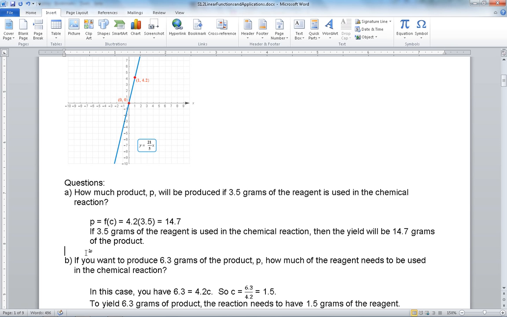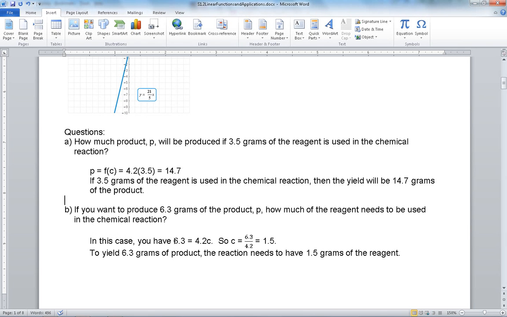Now another question we can ask is if I want to produce 6.3 grams of the product, so if I want the final answer or the P amount to be 6.3 grams, how much of the reagent do I need to put into the chemical reaction? So in this case, we have to solve the equation 6.3 equals 4.2 times C. So we divide both sides by 4.2 and we get that C needs to be 1.5. So to yield 6.3 grams of the product, the reaction needs to have 1.5 grams of the reagent put into the chemical reaction.